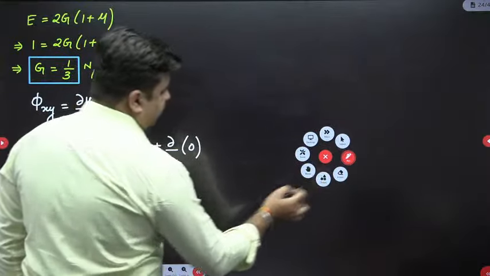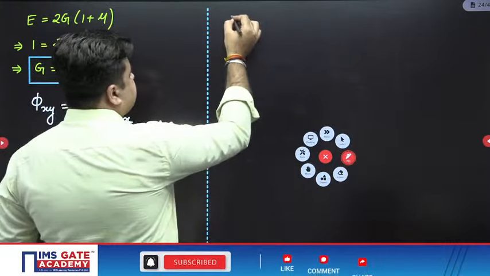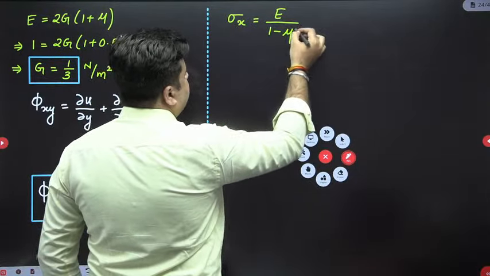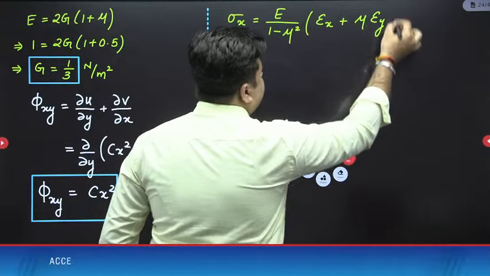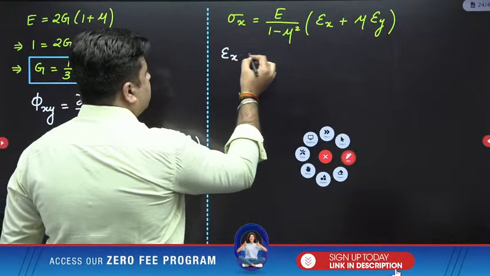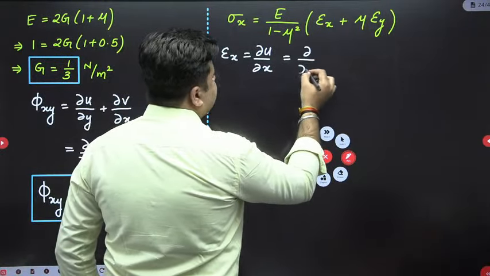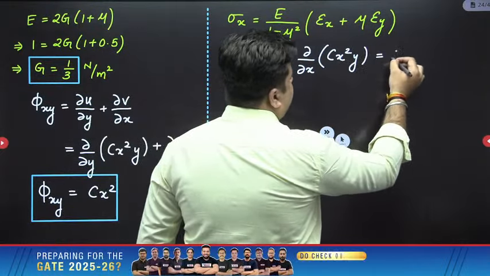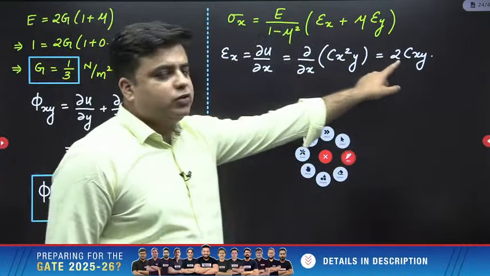So for sigma xx, I know one relation, that for biaxial loading, sigma xx is equal to E upon 1 minus mu square times epsilon x plus mu times epsilon y. Sir, do I know the value of epsilon x and epsilon y? Yes. Epsilon x is equal to del U upon del x. So this is equal to del by del x of Cx square y, which is equal to 2Cxy. So del U upon del x, which is epsilon x, is equal to 2Cxy.